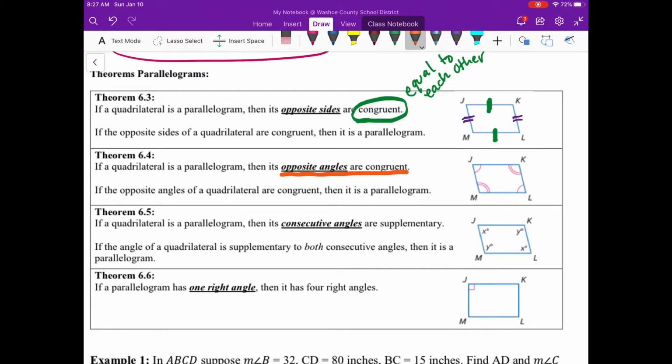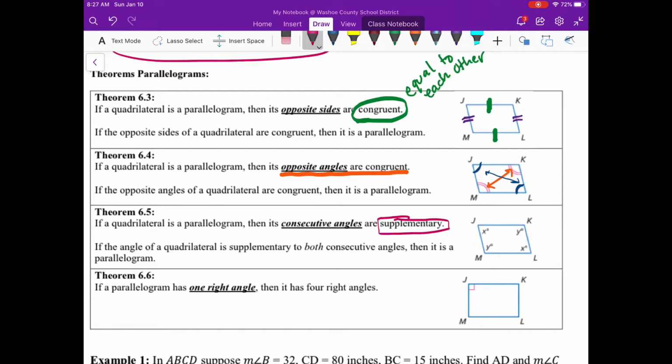If a quadrilateral is a parallelogram, the opposite angles are also congruent. So again, they have the same measurement. They are equal to each other. In this case, the opposite angles go like this, completely opposite diagonal. And again, they are showing that they are congruent because of the number of marks on the angles. Because these two have only one mark, I know that they're equal to each other. And then the other ones have two marks, so I know those two are equal to each other. Okay?